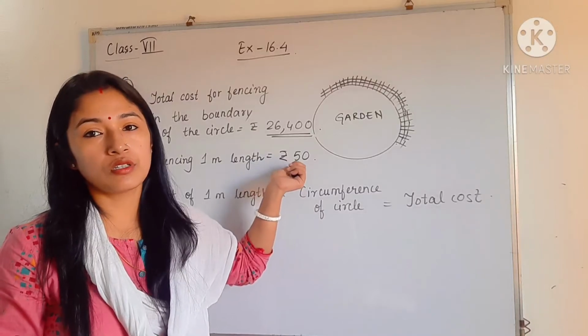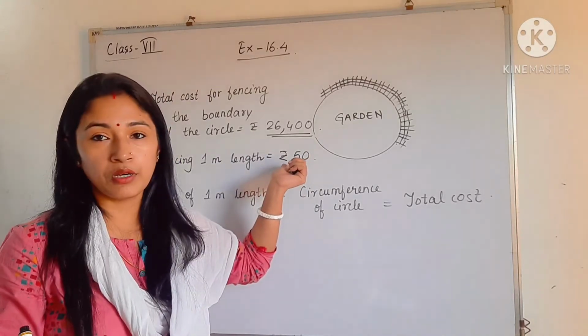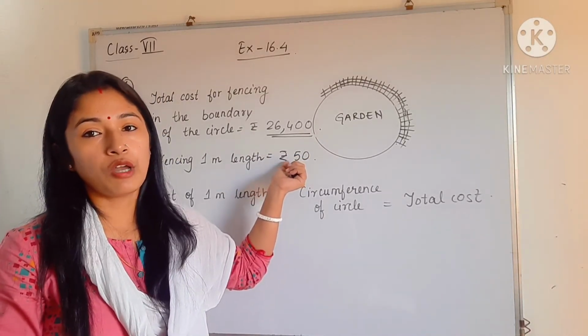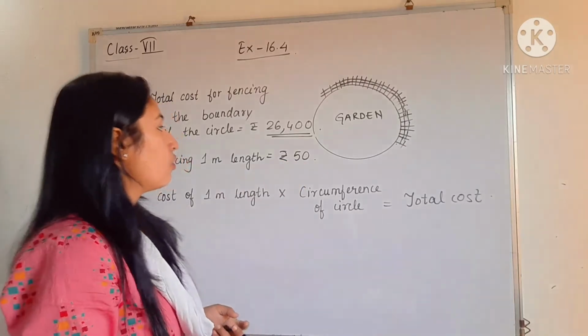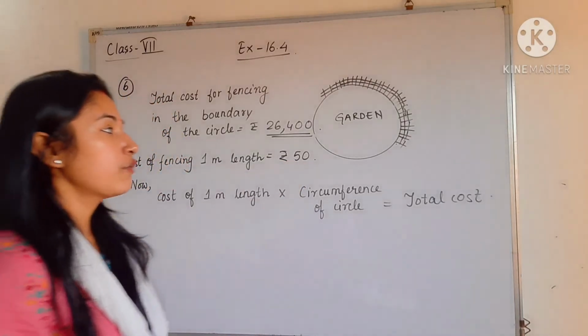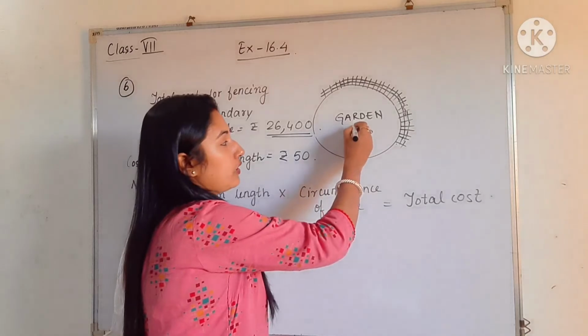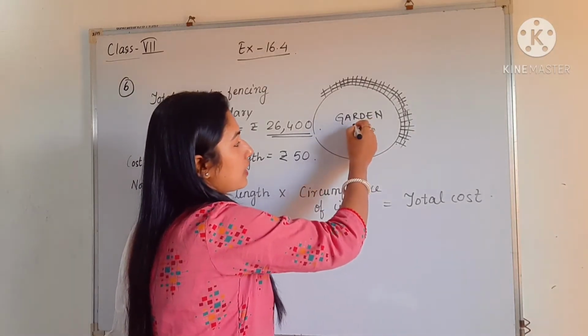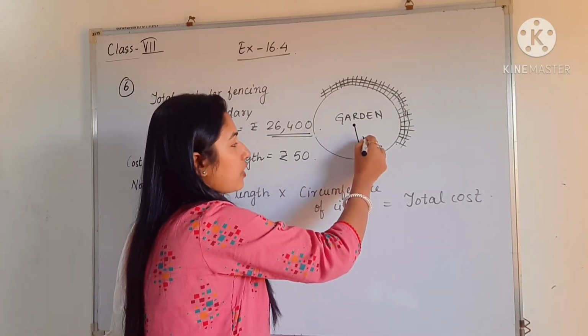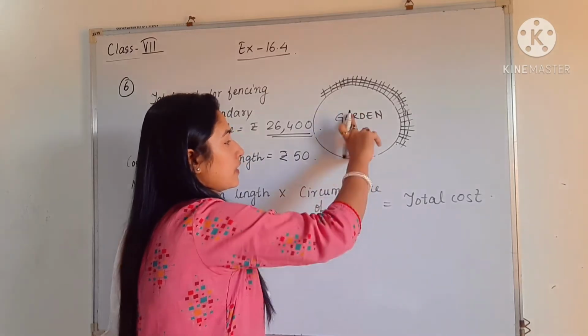Okay, this much cost in rupees we have to pay for 1 meter length. Okay, so what we have to find here? We have to find the radius of this circular garden. So suppose this is the center of the circle, and that means we have to find this one, the radius of the circle.